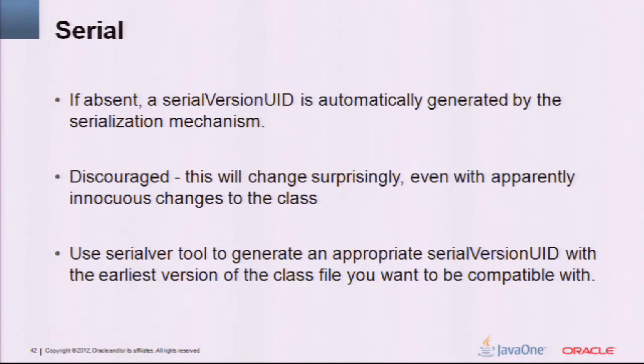What we do when we see such warnings is use the serialver tool. It's there in your JDK bin for you to use. And you can use that with the earliest class file version that you want to be compatible with. Then it's going to give you an appropriate serial version for you to include in your class.